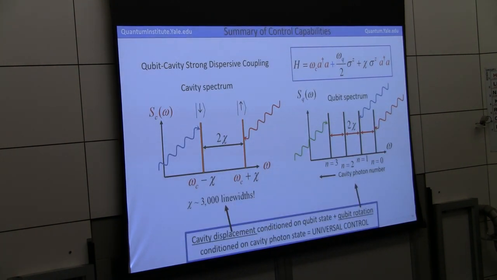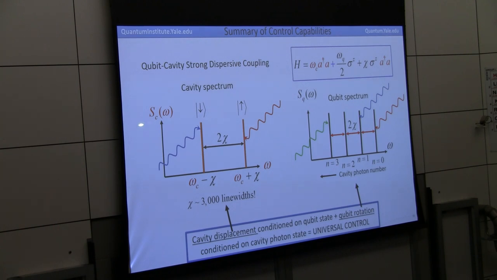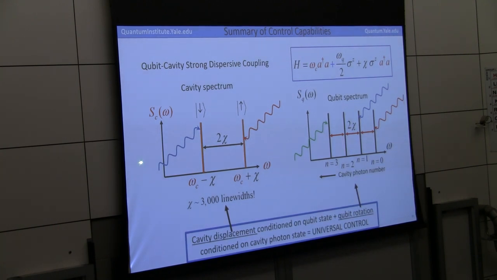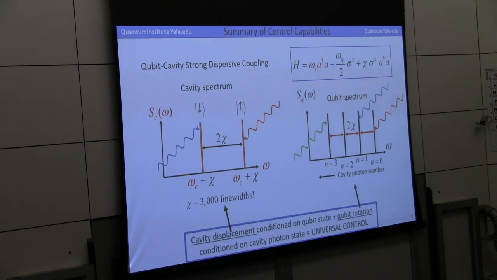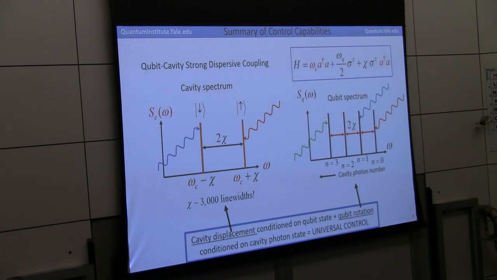So the summary then of the control capabilities are, with this one term, I can do cavity displacement. I can drive the cavity on resonance in two different ways, conditioned on the qubit state, to make, for example, cats. And over here, I can do qubit rotations conditioned on how many photons are in the cavity. And between those two, you can prove that you have universal control of the whole quantum system. So you can basically start with vacuum and the qubit in the ground state and make, at least in theory, anything, any state at all.